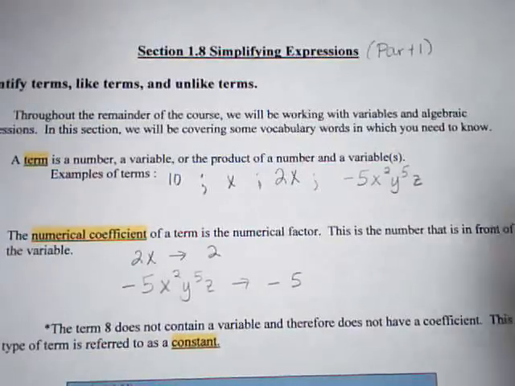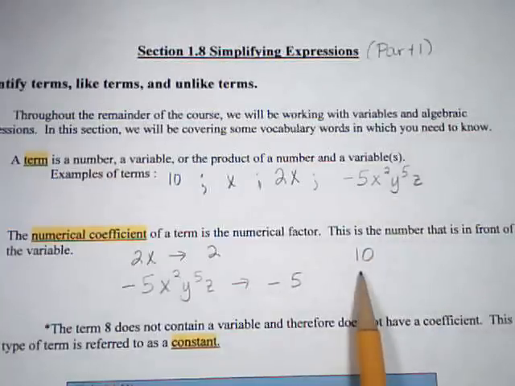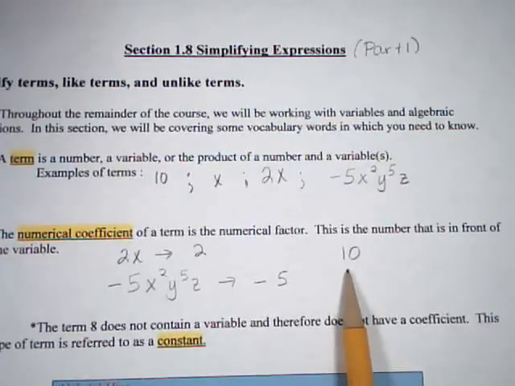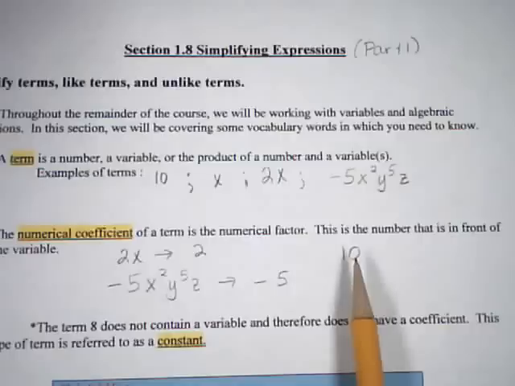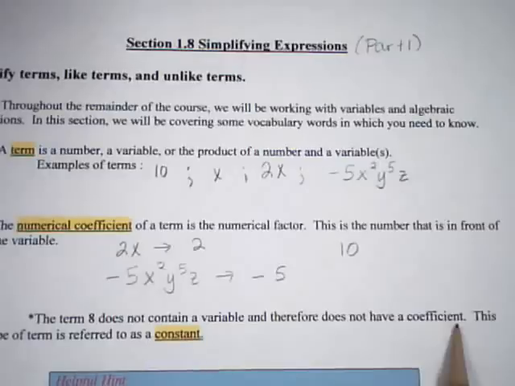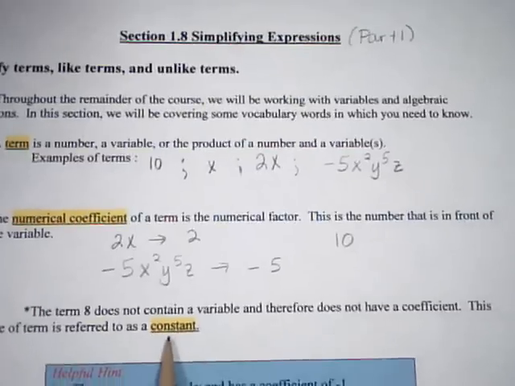If you have just the number like we had here, 10, well, it doesn't have a variable, so therefore it doesn't have a coefficient. This just goes for variable terms. Terms like 10 that are numbers are what we call constants. So here I have the term 8, which does not contain a variable, and therefore it doesn't have a coefficient. This type of term is referred to as a constant, so you may hear me say that sometimes.